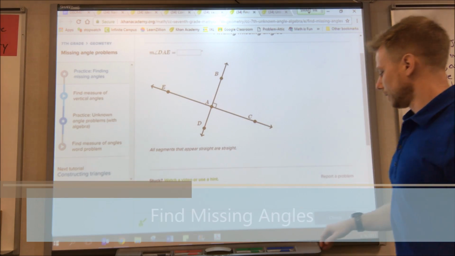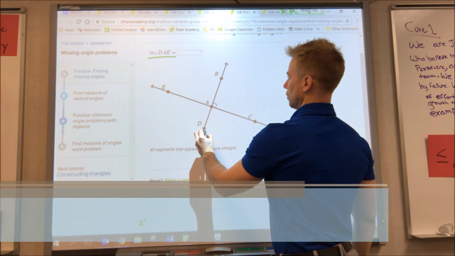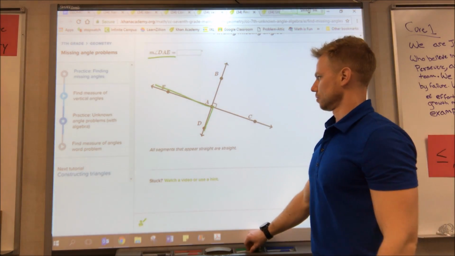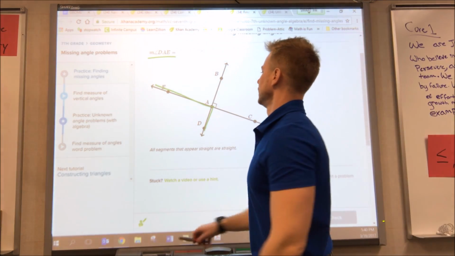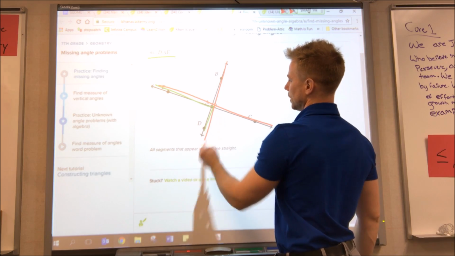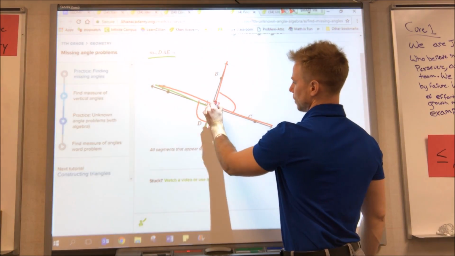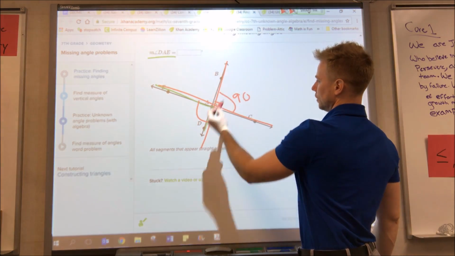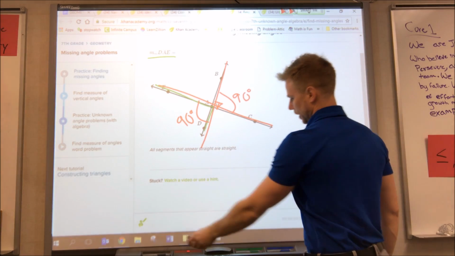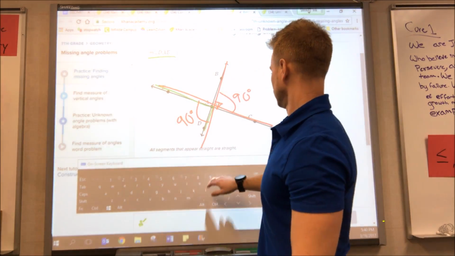Okay, we have to find the measure of angle DAE. So we go from D to A to E. So we're trying to find that angle there. Here we're going to use vertical angles. We have two intersecting lines here. That means that these two angles are going to be the same. There's a box down here telling us that angle's 90. So that means this one also must be 90. So DAE is 90.